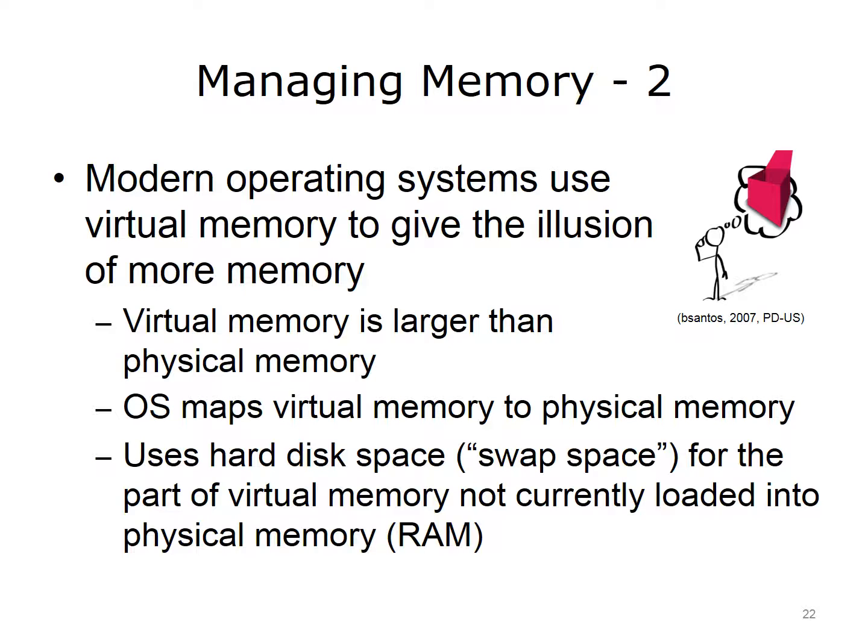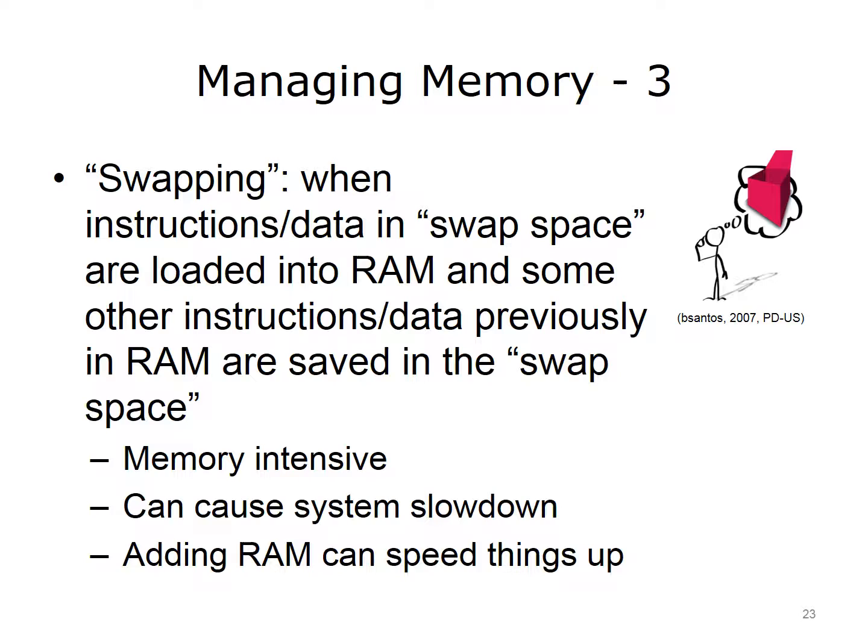The OS uses hard disk space called swap space for that part of memory not currently loaded into physical memory, or RAM. Ideally, the processes in swap space are inactive processes. Swapping occurs when a process's instructions and/or data are loaded from swap space into RAM, and some other instructions or data previously stored in memory are then saved to the swap space. This swapping is very time-consuming.